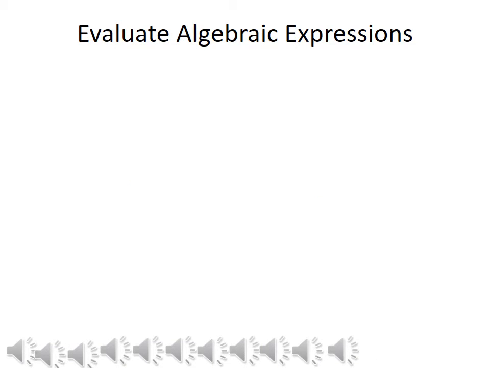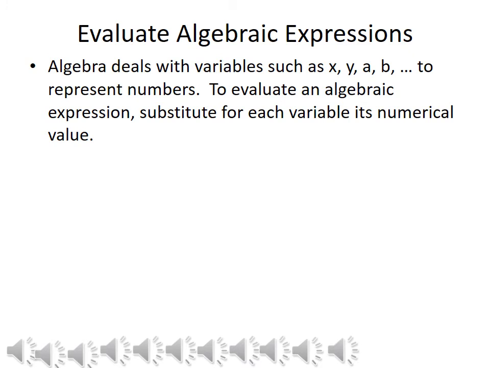Next, we want to talk about evaluating algebraic expressions. The field of algebra deals with variables such as x, y, a, b, pretty much any letter, to represent numbers. So to evaluate an algebraic expression, what we're going to do is substitute for each variable the numerical value that is given. So let's do an example. We want to evaluate the following expressions if we're told that x equals negative 2 and y equals 3.